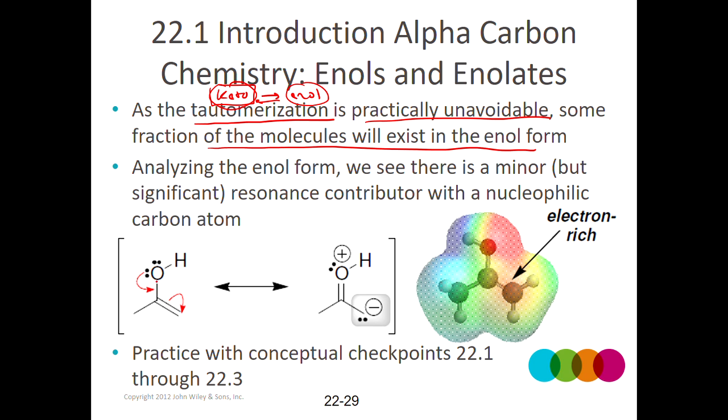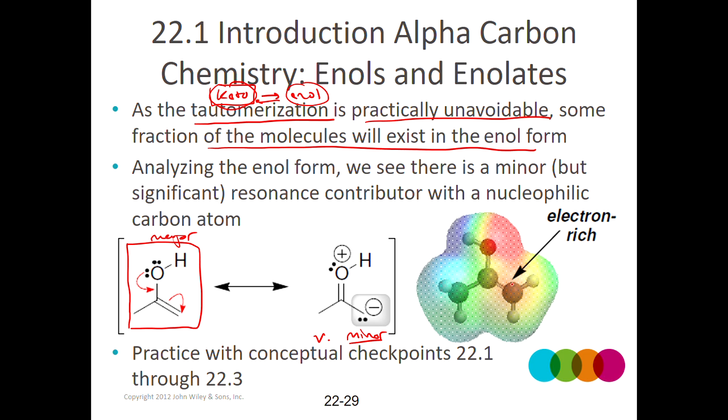When we look at the enol, since some of the molecules will be in this form, this is the major resonance contributor for the enol, but there is a minor contributor that forms when the electrons swing out to the carbon, right? This is very minor. But even though it's quite minor, it is significant.